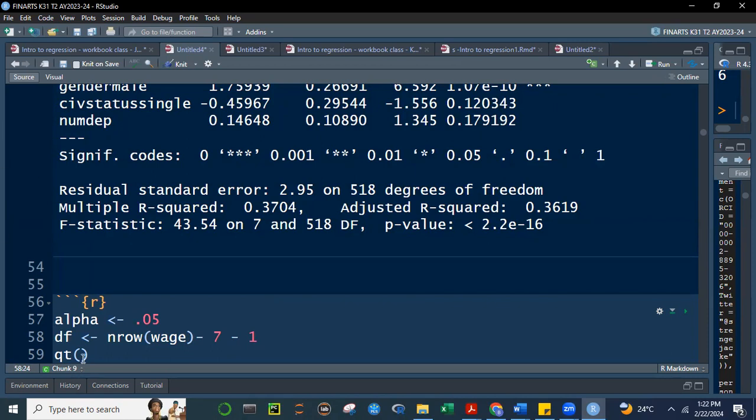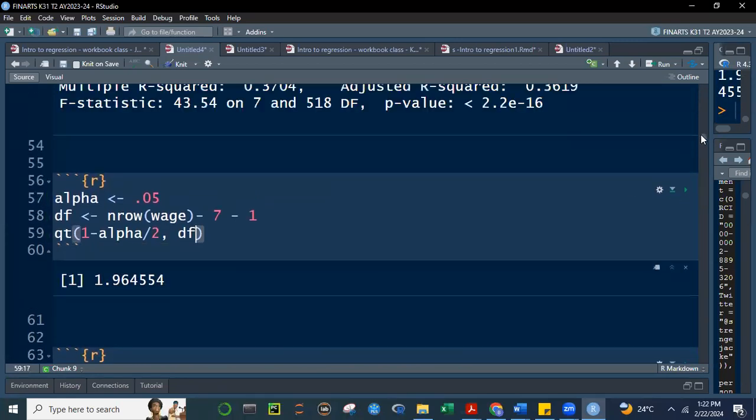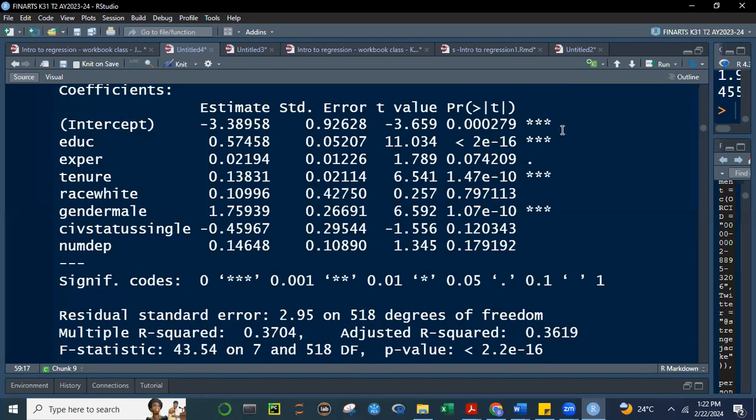Okay, so our qt, class, this is just a quick review. What should it be? So we're looking at it from the right side, since this is two-tailed. So ang P natin is 1 minus alpha divided by 2. And then our degree of freedom is df. So if we run everything here, okay, so it's 1.96. So that's our t-critical, and we said that any t-value that's greater than 1.96 will be in the rejection region, which means that the variable is statistically significant.